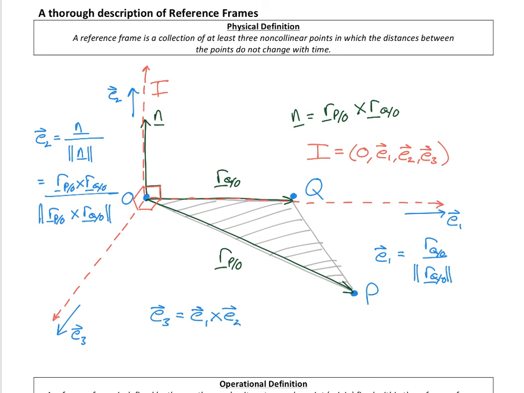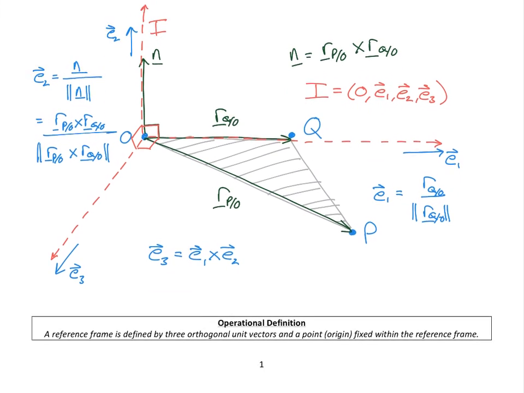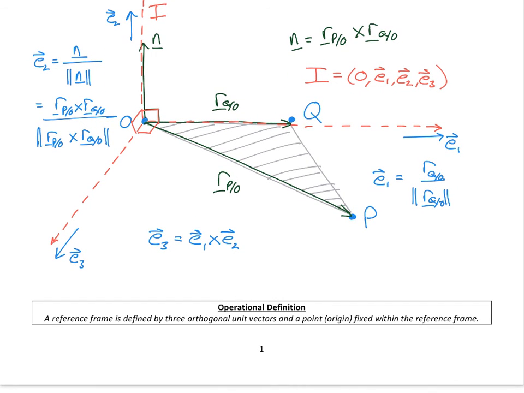So now what we've done is we've taken this physical definition saying that our reference frame is a collection of at least 3 non-collinear points in which the distances between the points don't change with time, and we've turned this into 3 vectors, E sub 1, E sub 2, and E sub 3, and we've defined a point that's the origin of the reference frame, and that's given us our operational definition. And our operational definition is just saying that a reference frame is defined by 3 orthogonal unit vectors and a point, or the origin, which is fixed in the reference frame. And so now in all of our problems, we're going to define an origin of the reference frame, and we're going to define 3 orthogonal unit vectors which allow us to then work these dynamics problems.